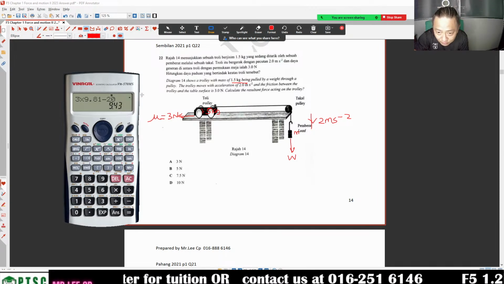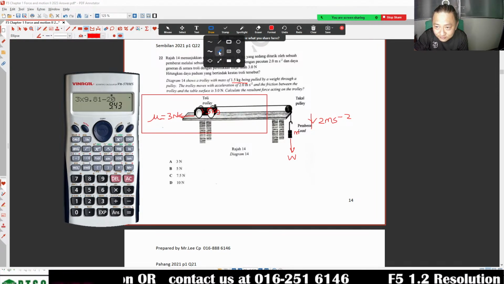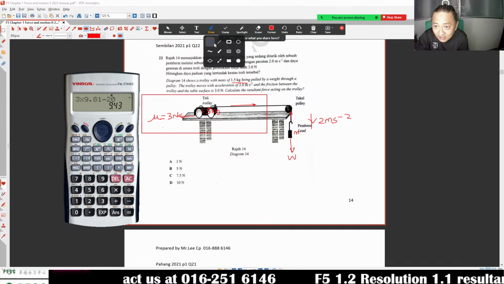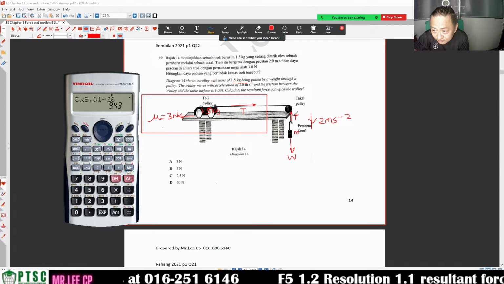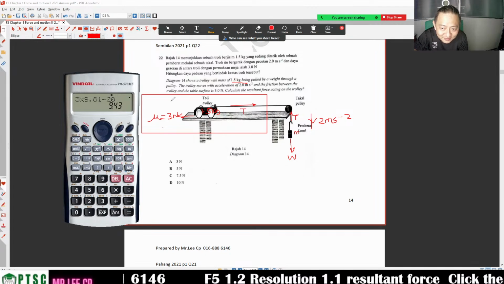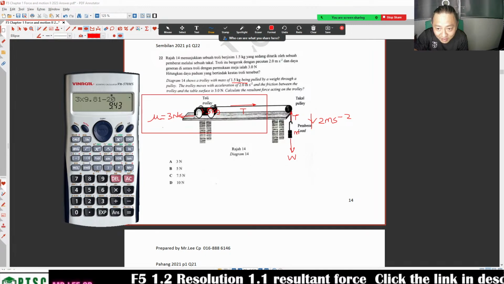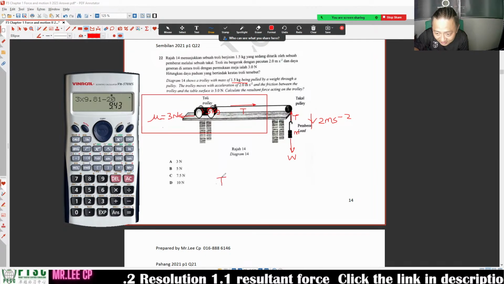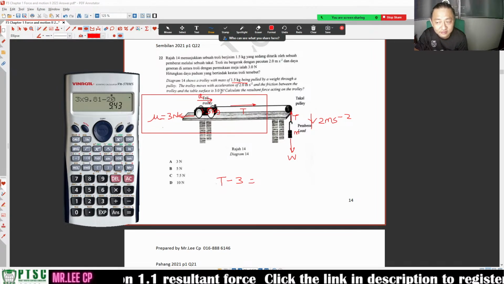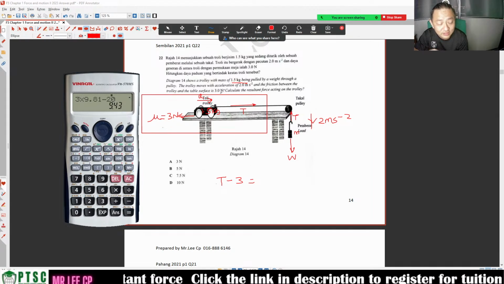I divide it to do it one by one. So I do this one first. I want to find the T, the tension. If I find the other one first, there will be too many unknowns. So I want to find this one so that I got fewer unknowns. Now, T minus 3, because I know it is moving to this side with the acceleration. T minus 3 is my net force, equal to MA.